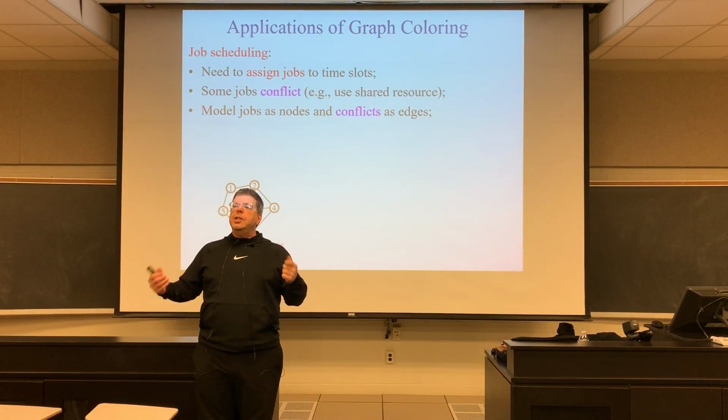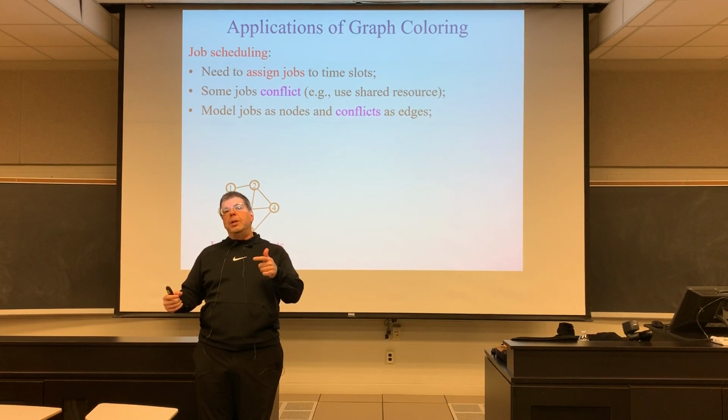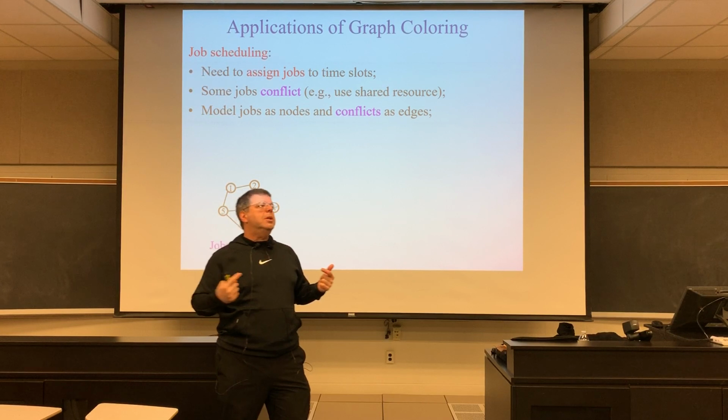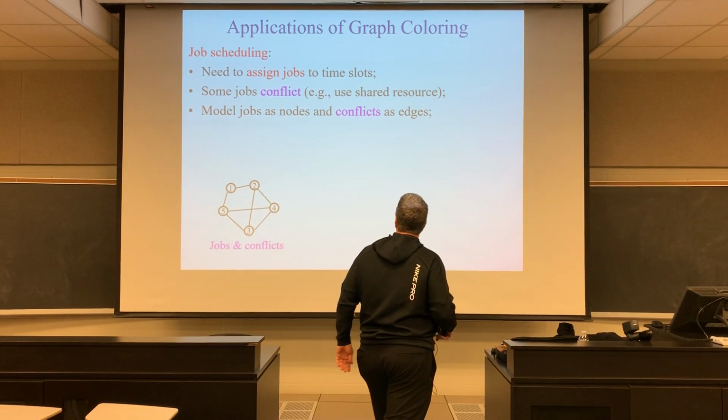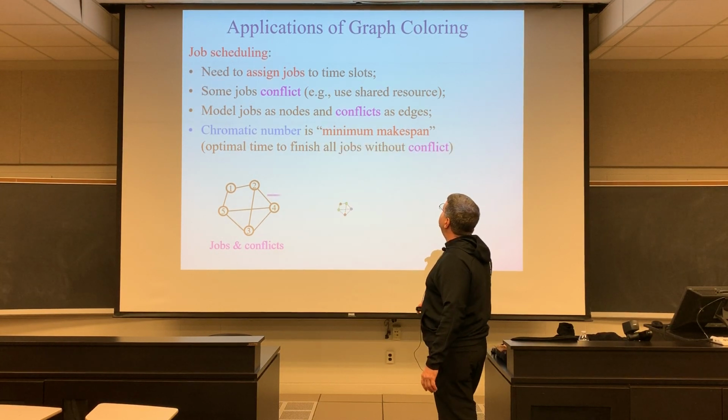So you cannot execute things simultaneously that share a resource. Let's say one job is trying to print, the other one wants to print also, but there's only one printer, so both have to wait. So these edges are mutual exclusion kinds of constraints. So how do you schedule these jobs? Well, it's graph coloring, right?